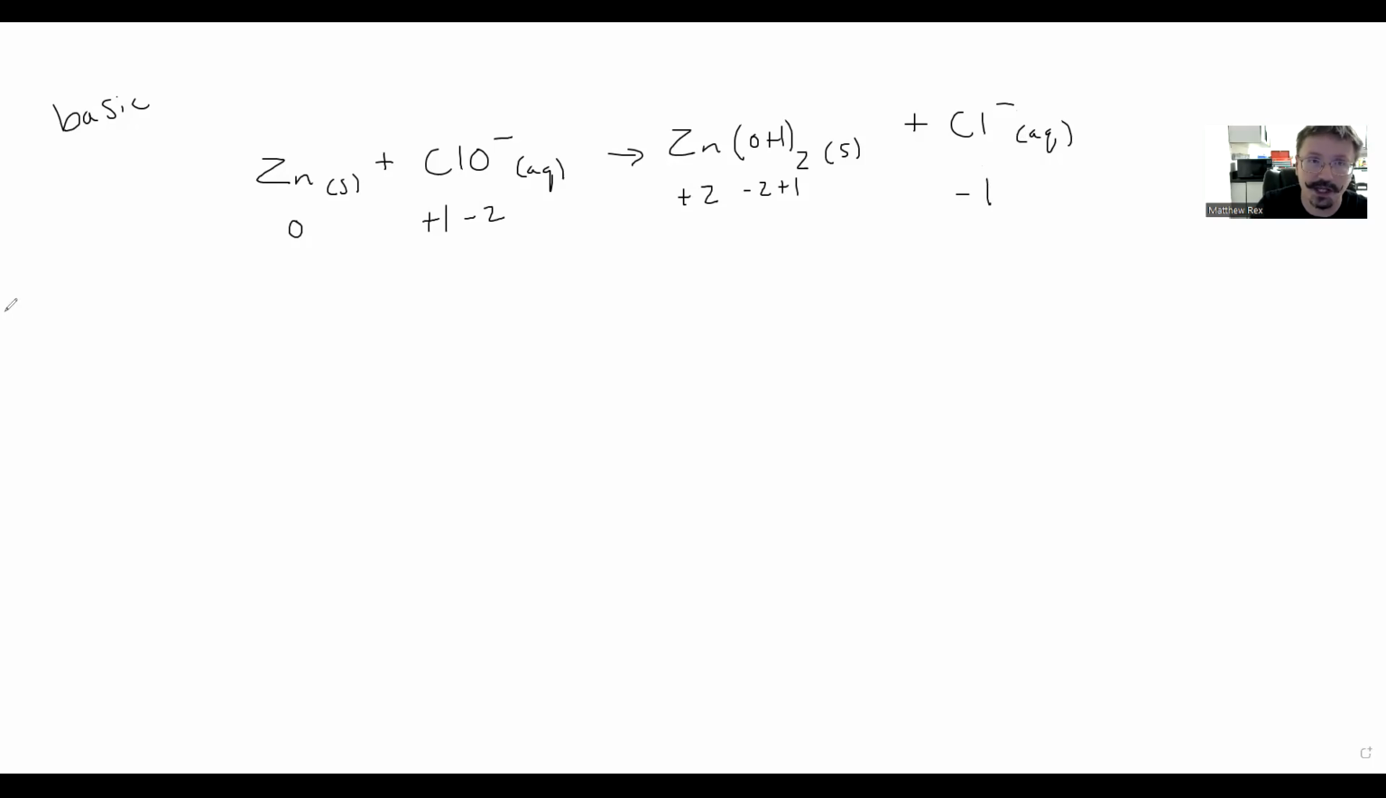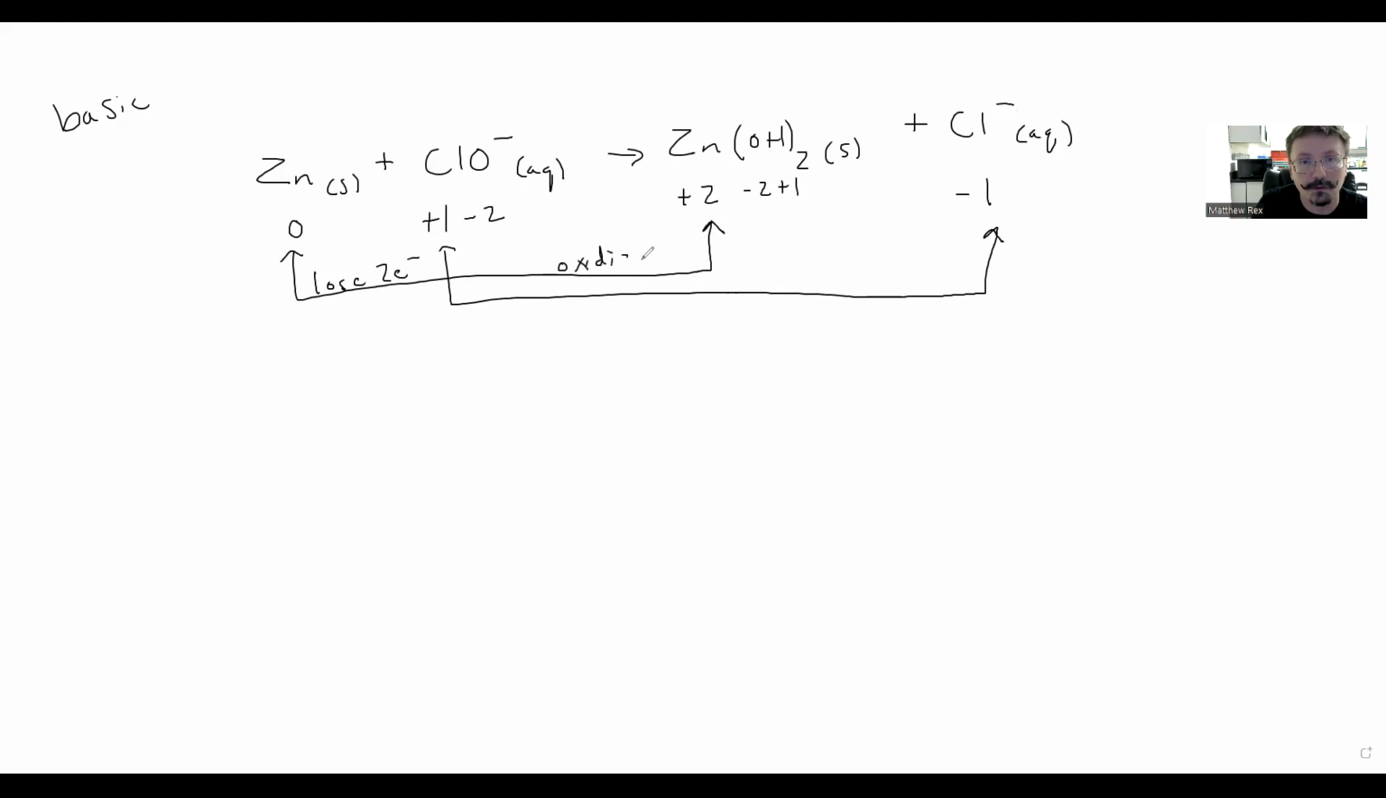So if we look at these, what changed? The zinc changed. It went from a 0 to a +2. Oxygen did not change. It's a -2 on the left-hand side, -2 on the right-hand side. But the chlorine did change. It went from a +1 to a -1. So for zinc to go more positive, it had to lose 2 electrons. And for chlorine to go from a +1 to a -1, it gains 2 electrons. One electron is going to take us from a +1 to 0, and the next electron is going to take us from a 0 to a -1.